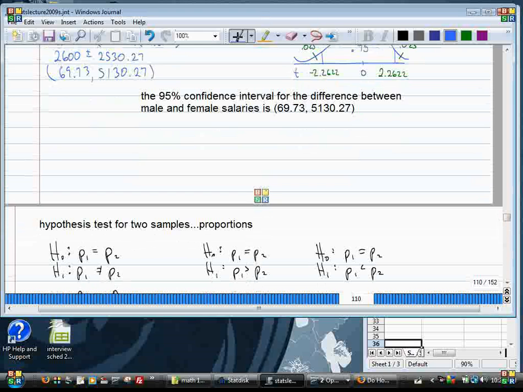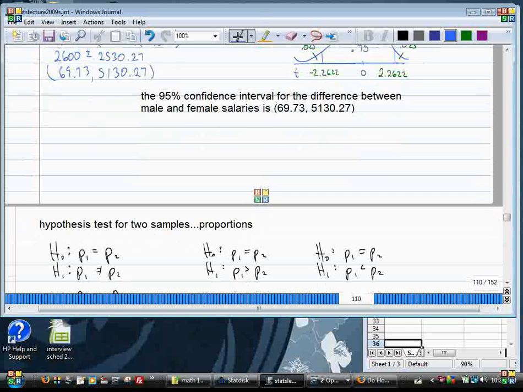Okay. And let me also make a quick comment here. Notice that for proportions, we're not going to be able to do matched pairs because you don't have means. Remember what a proportion is? It's a bunch of people saying yes and no. So you can't do yes minus no.